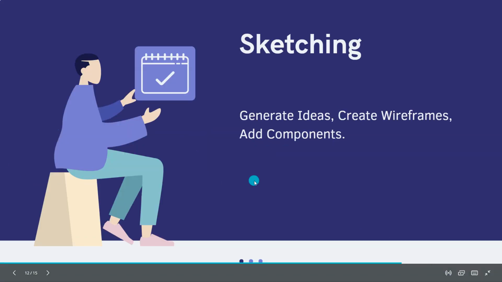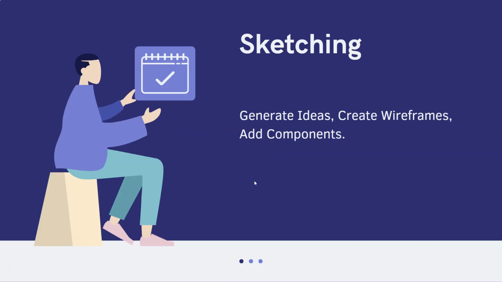So let's come back to the previous slide. Sketching involves these particular steps: generating ideas, then creating wireframes, and last but not least, adding components to your wireframes. Let's say you first do a very basic rough sketch. Now, as and when you acquire more inspiration, as and when you do the planning work, and as and when you understand what else needs to be added, you go on creating the wireframes. That is going to be the basic blueprint for your product development.